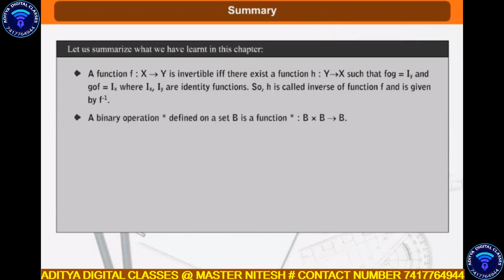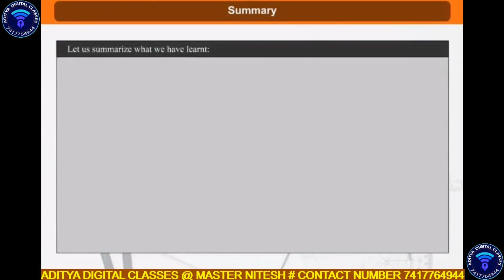A binary operation * defined on a set B is a function * from the Cartesian product of B and B to B. Let us summarize what we have learnt.